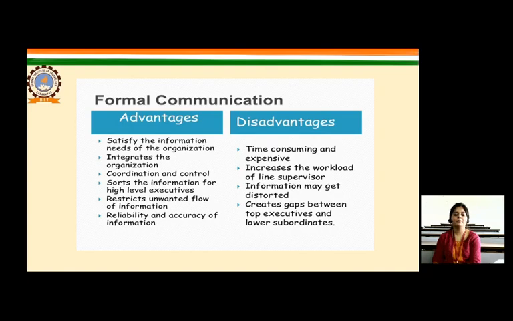Then similarly, we have the reliability and accuracy of information. As this information is first screened and then only provided to the different departments and the lower level employees, there is no chance of any facts which are not true, or anything which has been wrongly mentioned, or anything which has been made up. So this is something concrete, and you can totally work or act according to the formal communication that has been done. Then we have the disadvantages.